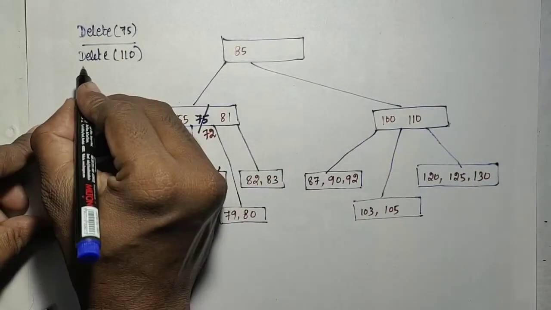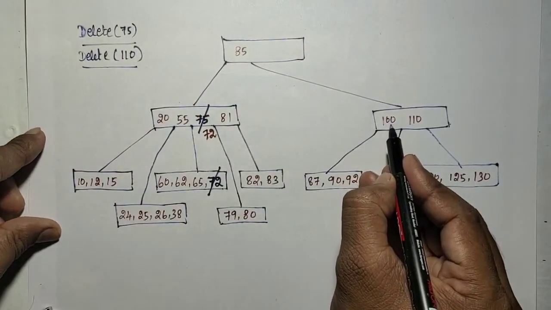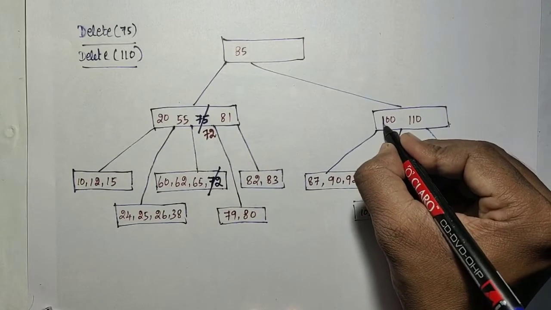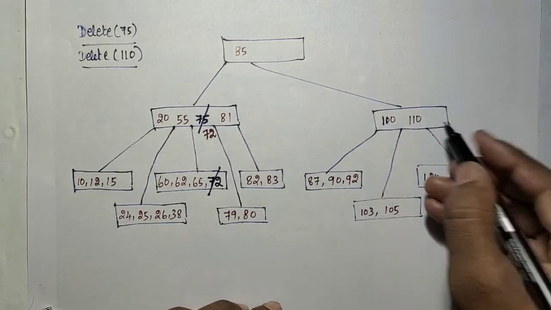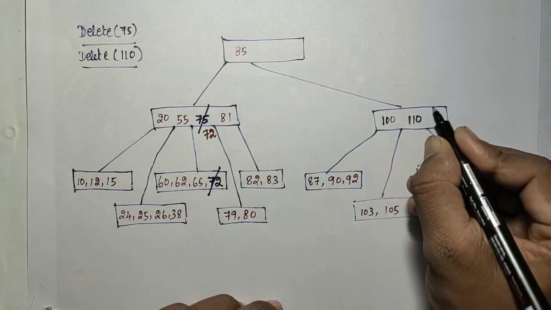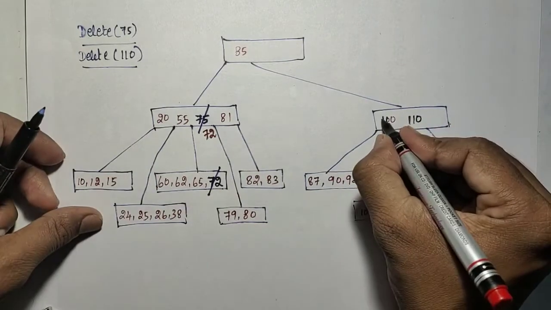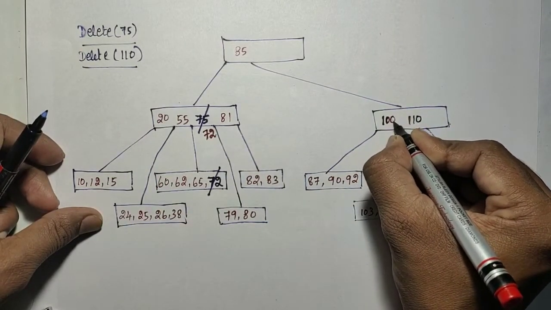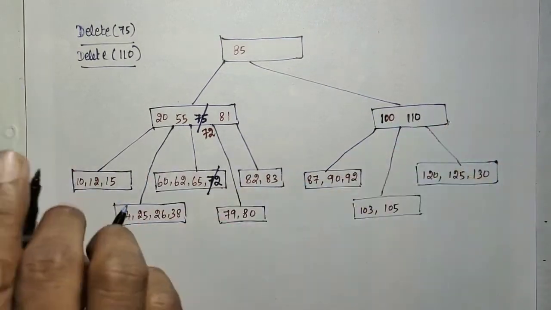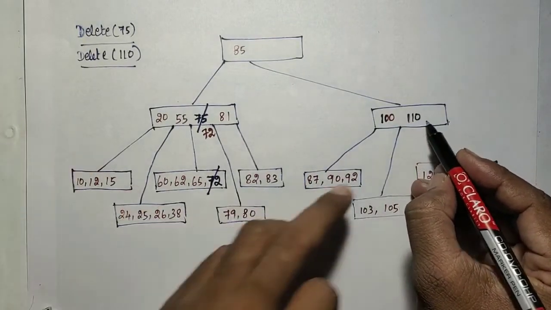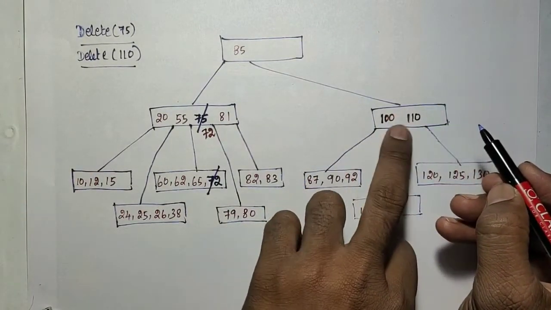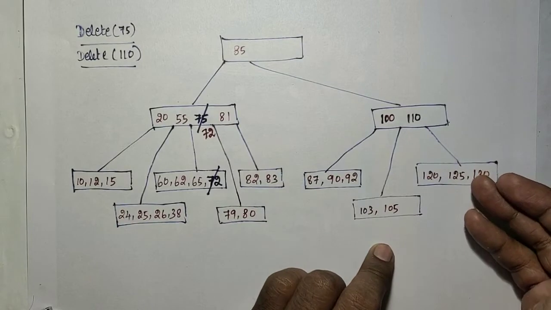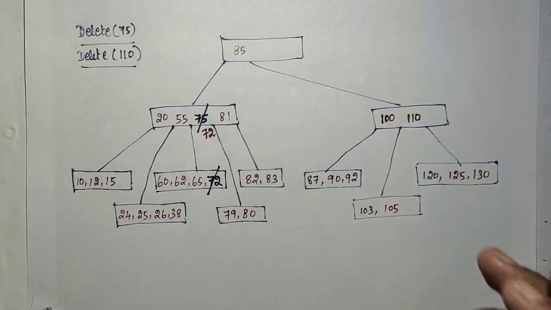So where it is present, 110 means that here it is a 110. Okay, so this is 100, and 110. So this node is to be deleted. Now that 110 is present in the internal nodes, it is having the left subtree and right subtree. Okay, it is an internal node.